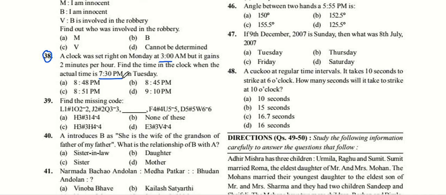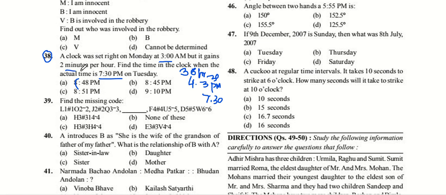Then 3 a.m. of Monday to 3 a.m. of Tuesday will be 24 hours. Now 3 p.m. of Tuesday will be 36 hours. Okay, so 36 hours have passed and we reached 3 p.m. of Tuesday, but the actual time is 7:30. That means we have to add 4 hours and 30 minutes more. Okay, so the total time is 40 hours.